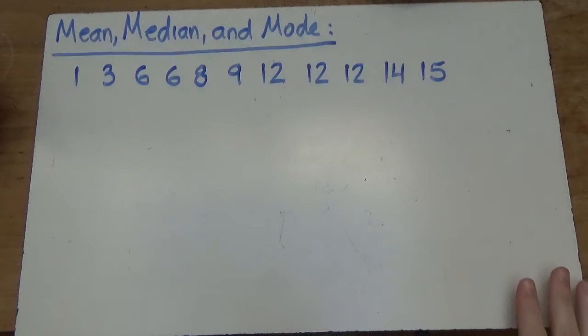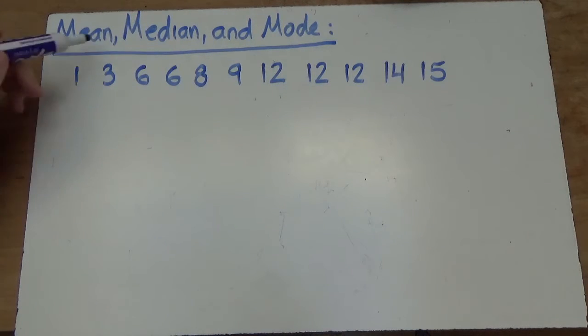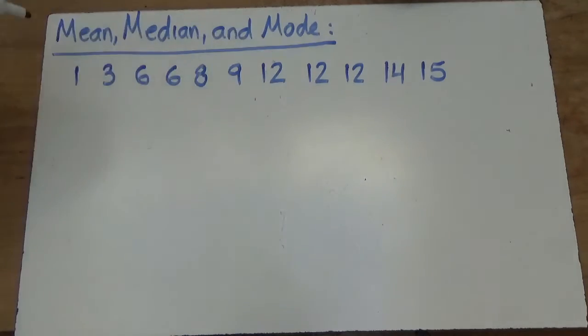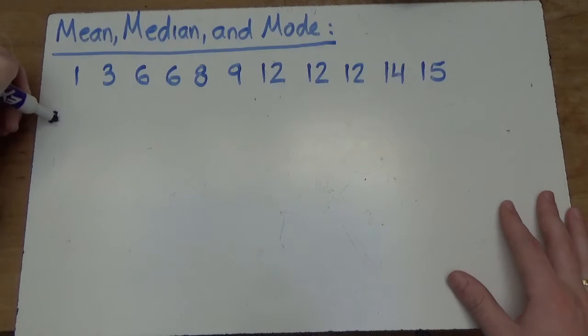This video serves as my first in an introduction to statistics, which are highly important when you go on in your science career. The three main things we're going to talk about today are mean, median, and mode, using this list as our sample. First, the mean is the average.